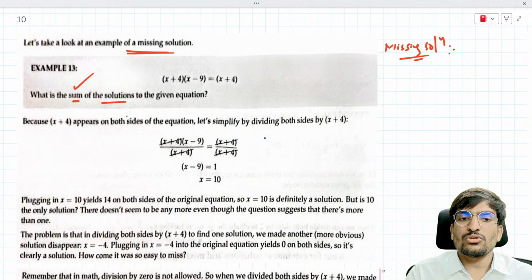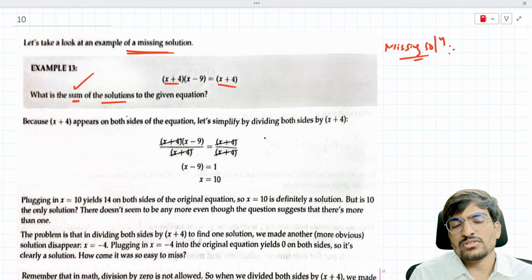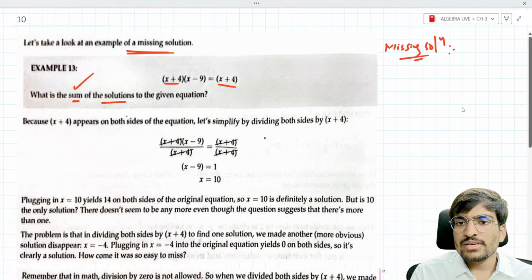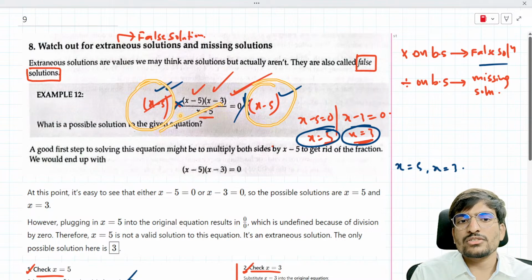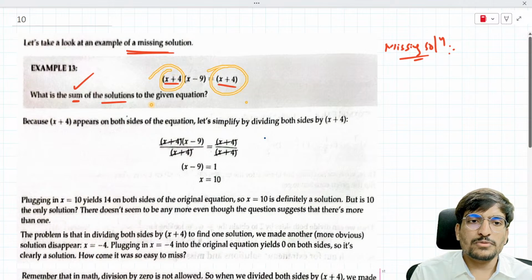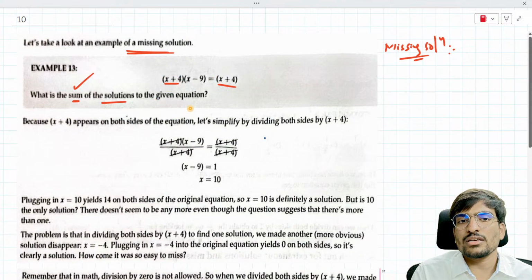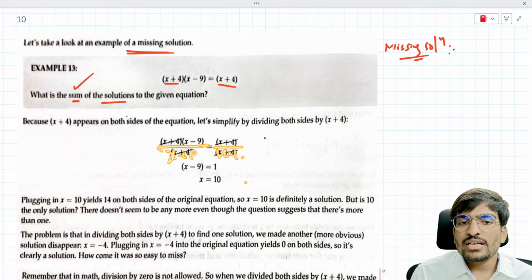How do you get the solutions? You just want to get rid of this x plus 4 on both sides. In the previous case, we multiplied by x minus 5 on both sides to get rid of the denominator. And now you can see here x plus 4 is the same on the LHS and RHS. To solve it faster, we divide by x plus 4 on both sides. So when we divide by x plus 4, you get rid of the x plus 4 in the numerator and denominator, and you end up with x minus 9 equal to 1, and solving, you get 10.